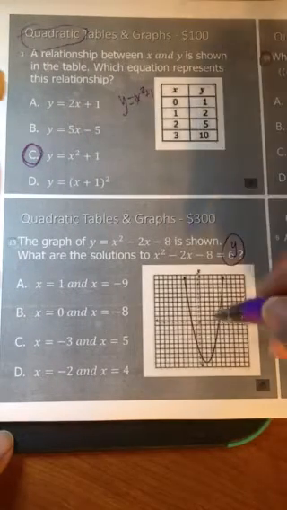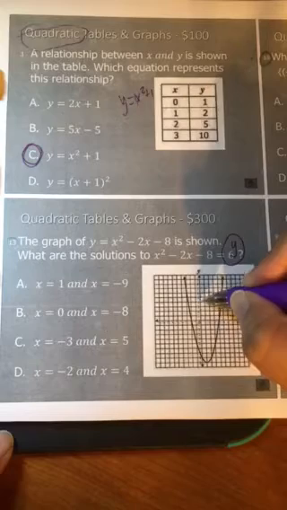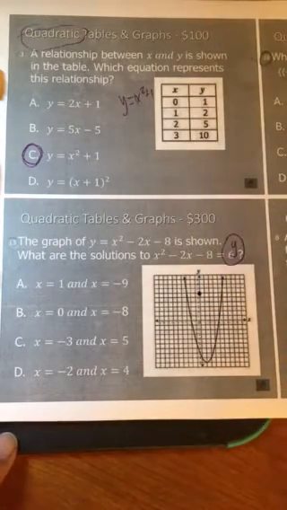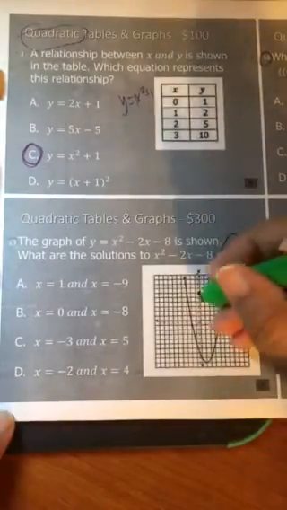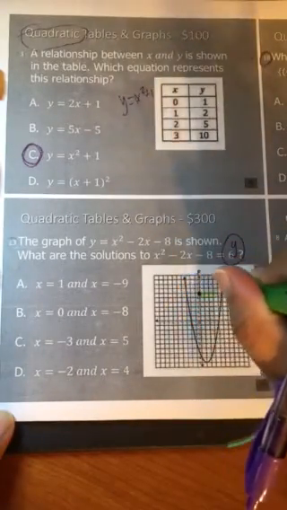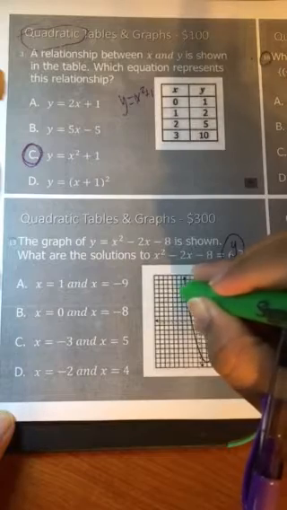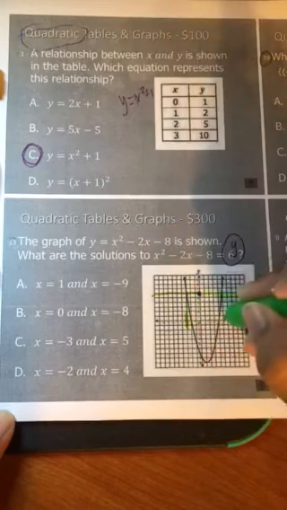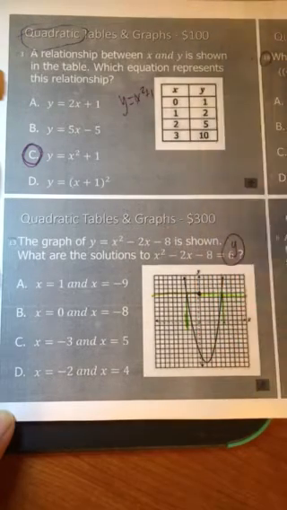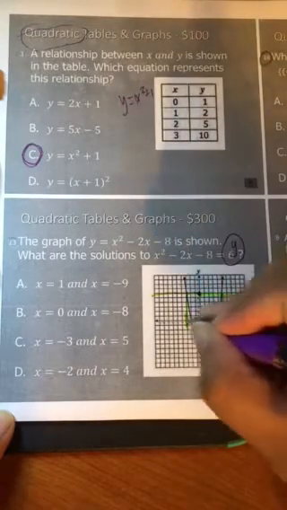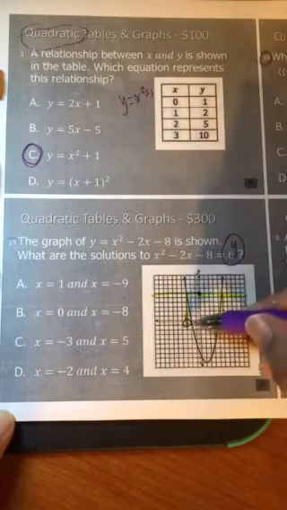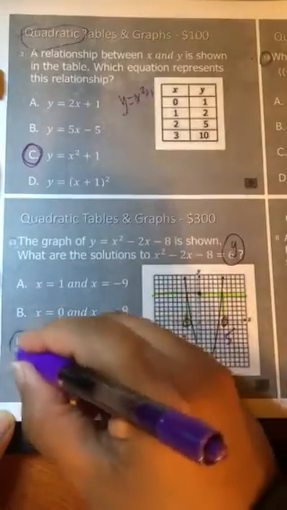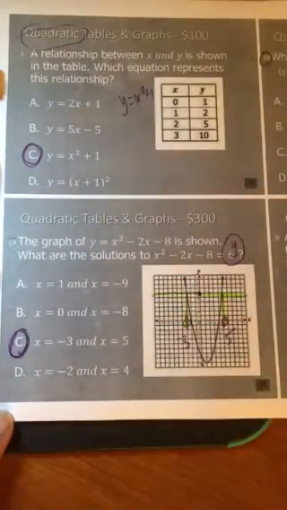So I'm going to go to the y-axis, and if you look, here is 6. I'm going to use a highlighter and extend this out. If you look, it goes straight down to this number and straight down to this number. So it's here and here. Those numbers are -3 and 5. So what are those solutions? -3 and 5.